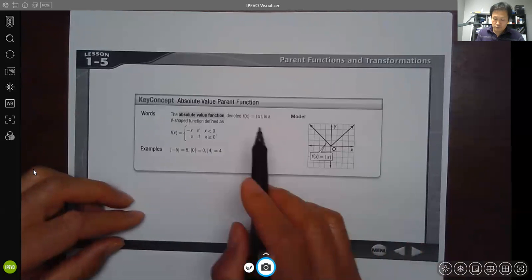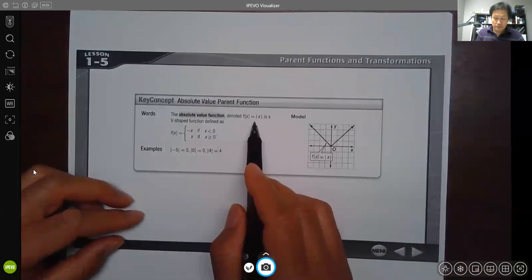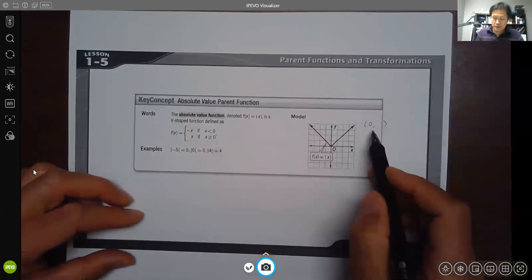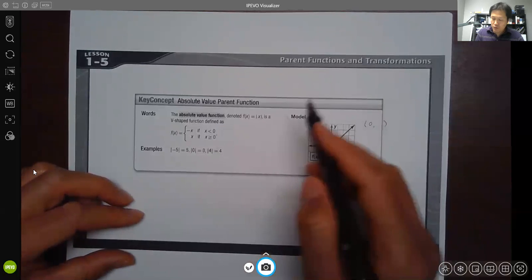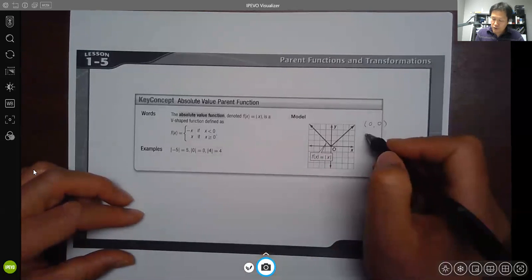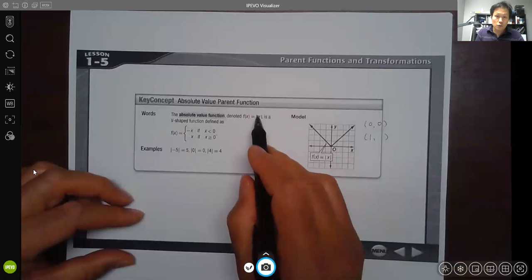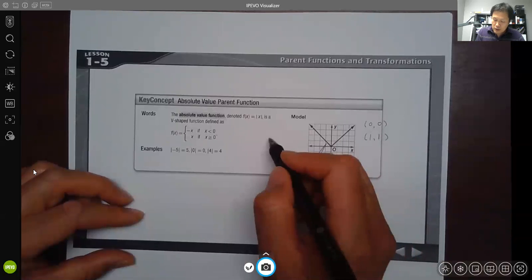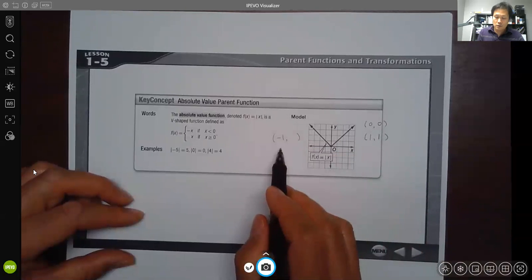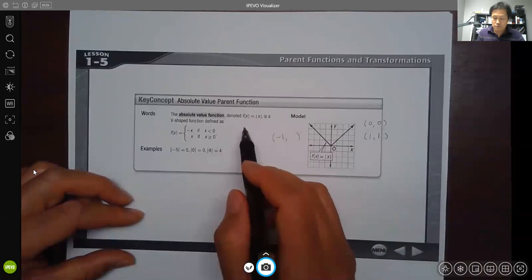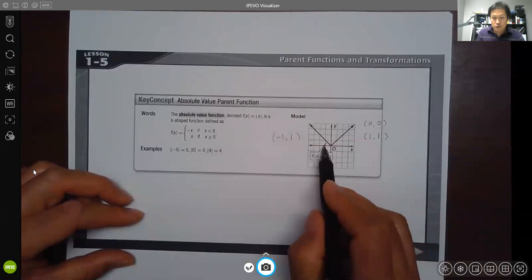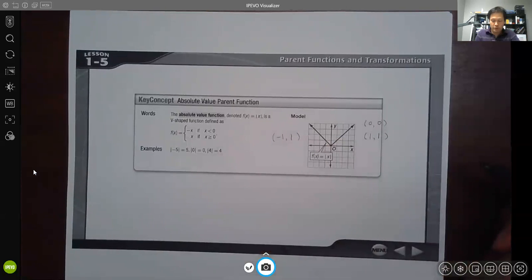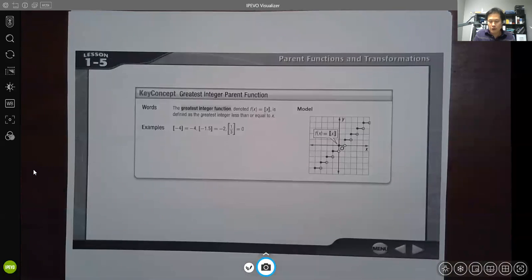Absolute value of x looks like a V shape. If you plug in 0 for x, the absolute value of 0 is 0, so the y value will be 0. If you plug in an x value of 1, the absolute value of 1 is 1. So you get 1 to the right, 1 up. If you plug in an x value of minus 1, the absolute value of minus 1 becomes a positive 1. So you get left 1, up 1. So you have a V-shaped graph.